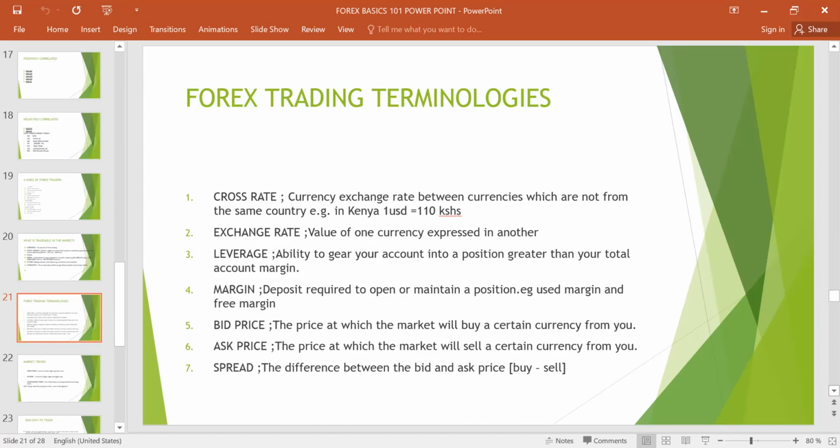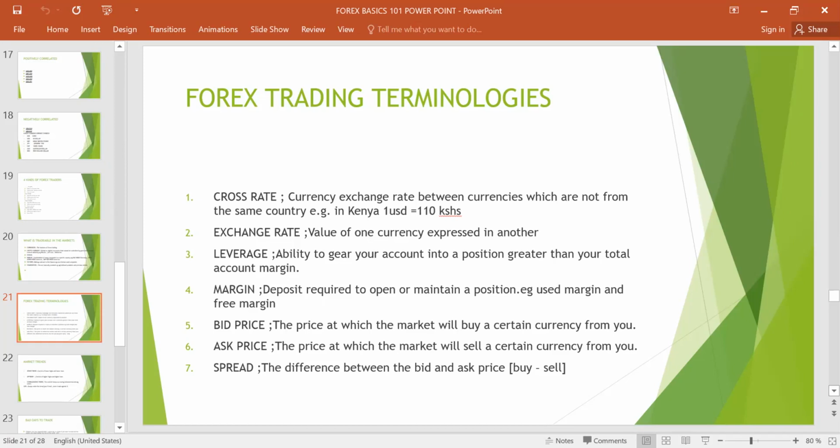Some of the Forex trading terminologies we have are the cross rate. Cross rate is the currency exchange rate between currencies which are not from the same country. E.g. in Kenya, $1 is 110 Kenya shillings. I believe €1 is ranging at 140. And then the exchange rate is the value of one currency expressed in another. E.g. the exchange rate of Euro USD, maybe you'll be told 1.3200. Leverage is the ability to gear your account into a position greater than your total account margin. Just like I told you, a leverage of 1 to 200 means that your broker is giving you a loan of $200 for every dollar you deposit.